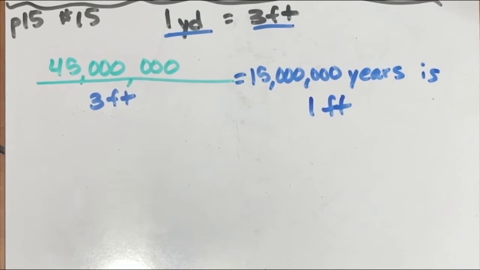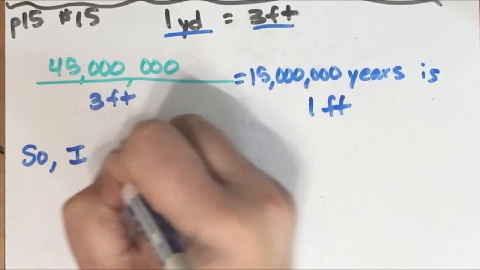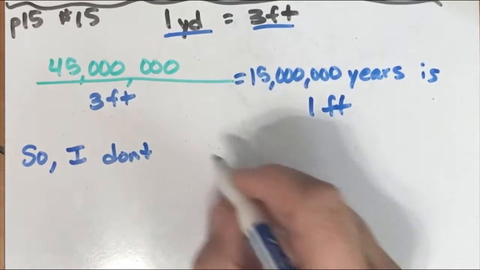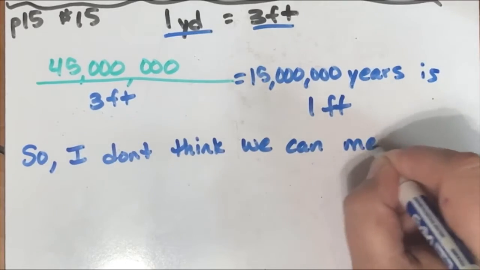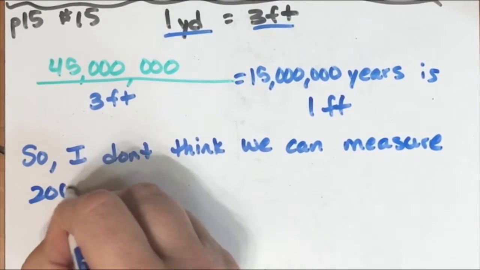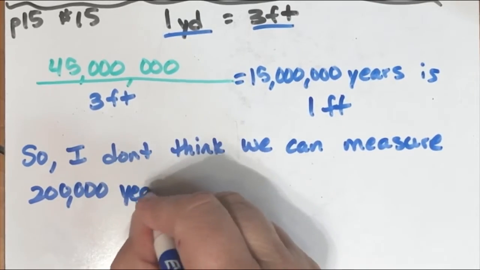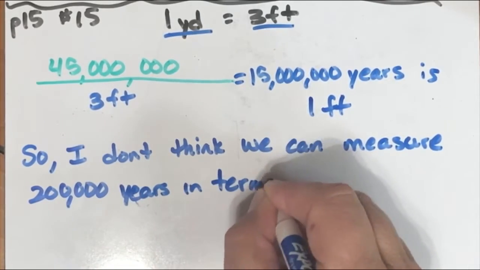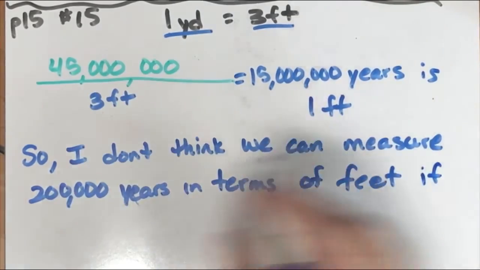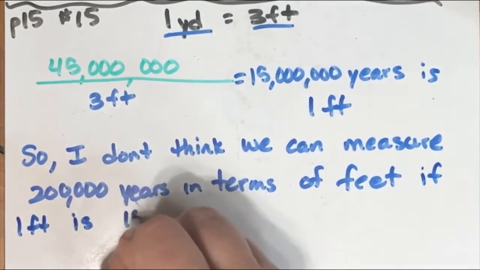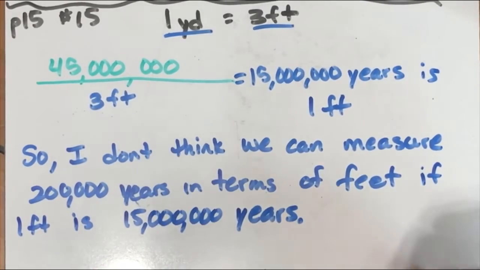Well, they want to know, can we show 200,000 using a measurement of feet? Well, if 15 million years is 1 foot, then what part of a foot would be 200,000 years? It's going to be a very small number. So I don't think that trying to represent 200,000 years of Earth's history on this model would make sense to measure it in feet, 1 foot being 15 million years. That difference is way too large.